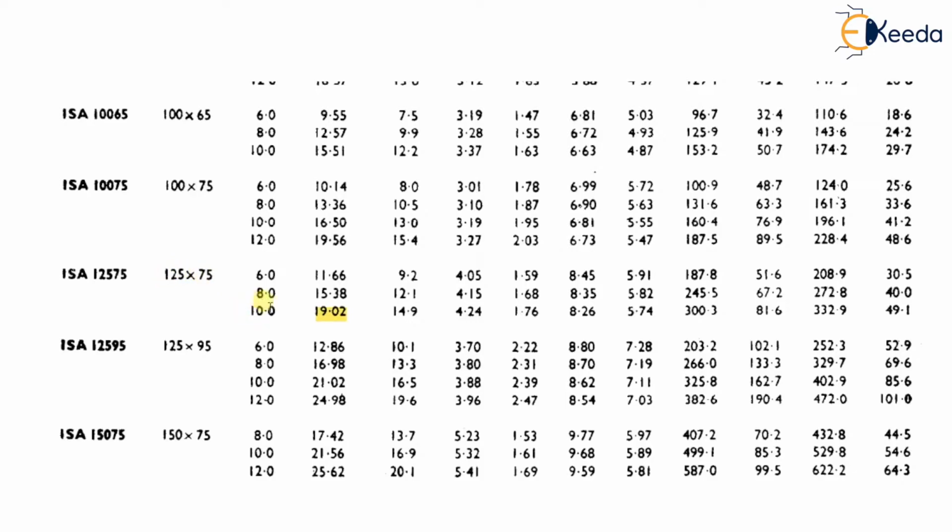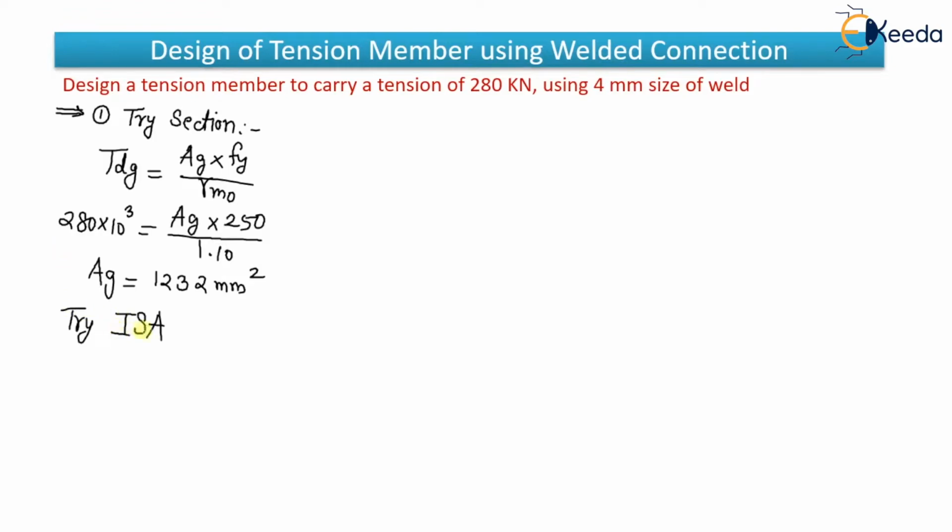Okay, now its gross area is how much? 1902. So this area I will take. Okay, so coming back to our numerical, I will write try ISA 125 by 75 by 10 mm. And what is the area?